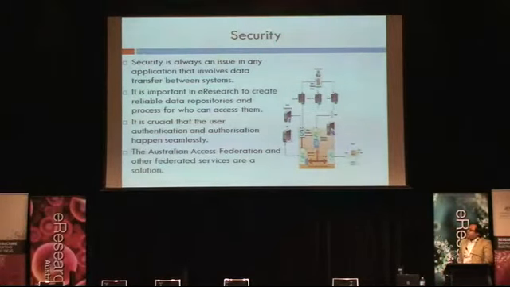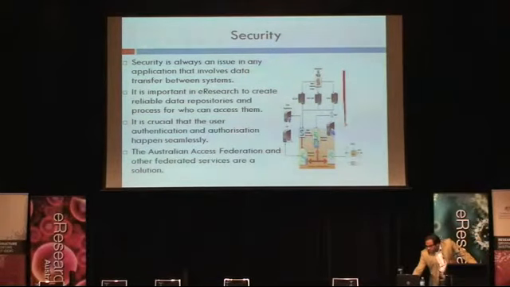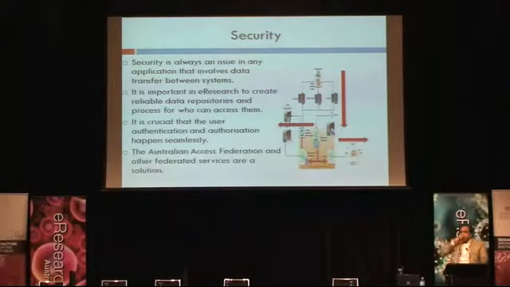And the fourth one is security. Security is always an issue in any application that involves data transfer between systems. As such, we have three major transfers of data in the DC application, as you can see. However, these three major transfers of data can be achieved by using the Australian National Federation, and other federal services for seamless authentication and authorization. But the real challenge is to find out who the reliable researchers are who can access this data and also have the ability to publish this data.